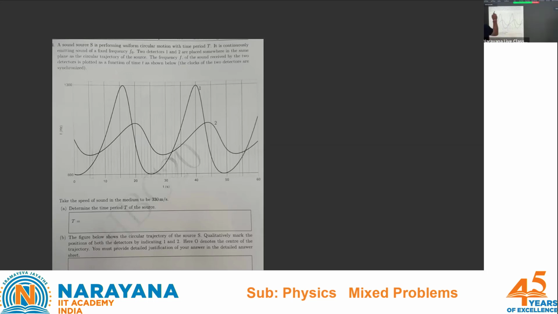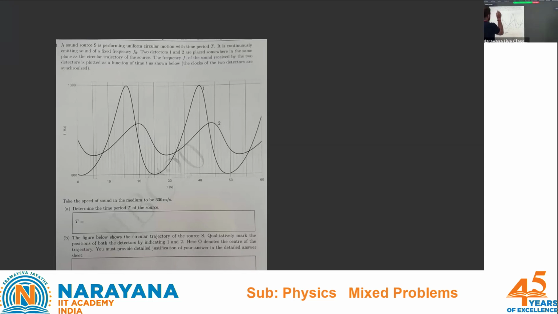A sound source S is performing a uniform circular motion with a time period of T. Now it is continuously emitting sound of fixed frequency f0.